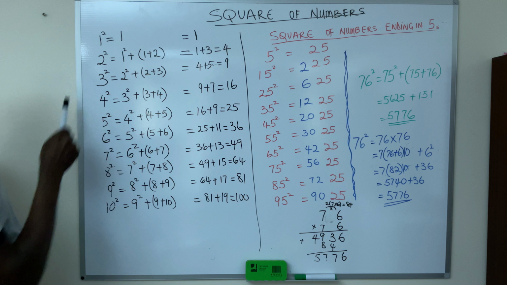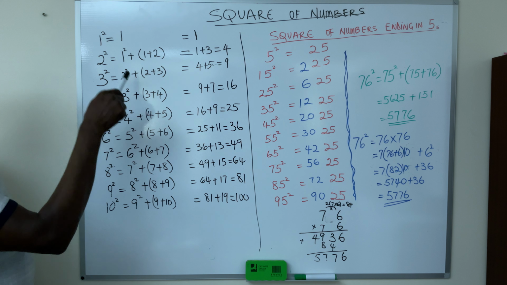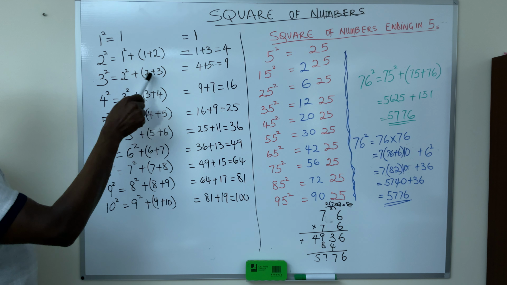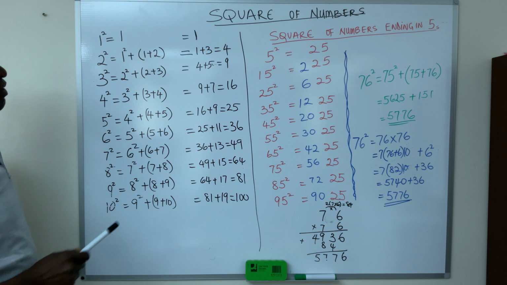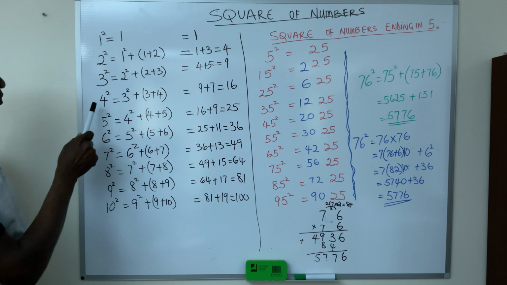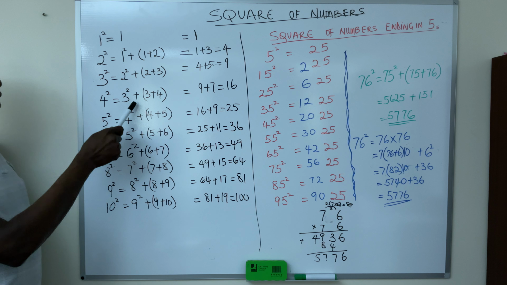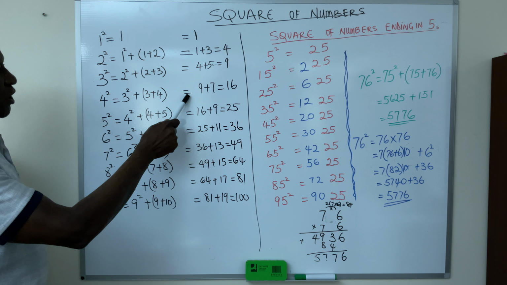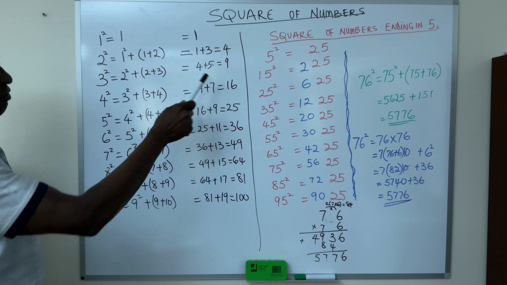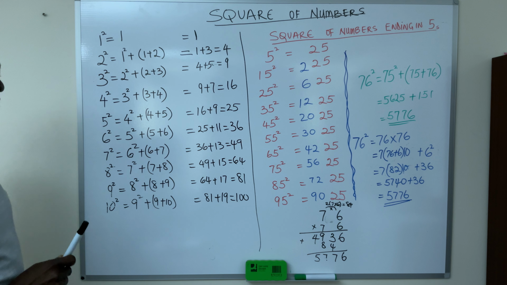Similarly, the square of 3 is equal to the square of 2 plus the sum of 2 and 3. And that is 4 plus 5. That gives 9. The square of 4 is equal to the square of 3 plus the sum of 3 and 4. And that is equal to 9 plus 7, which is the same as 16.